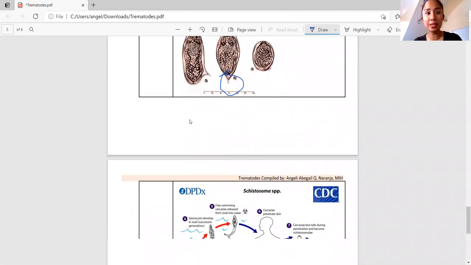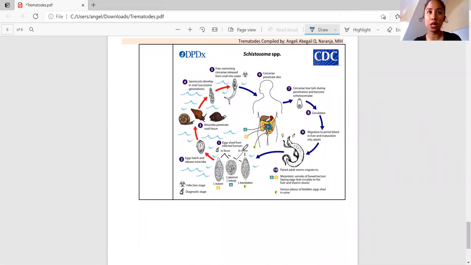So, happy studying. So, here I have the life cycle of your Schistosoma. So ito yung adult natin. It's only always found in copula. So, once this adult has produced ova, so it will hatch and will release the miracidia. So the miracidia would penetrate our first intermediate host, which are your snails. Tapos it will develop into sporocysts. Tapos magiging cercaria. Tapos yung cercaria yung magpenetrate sa skin. Tapos the cercaria will lose its tail and would become schistosomulae. Yan. Tapos it will go to our portal circulation, tapos portal blood into the liver and mature into adults.